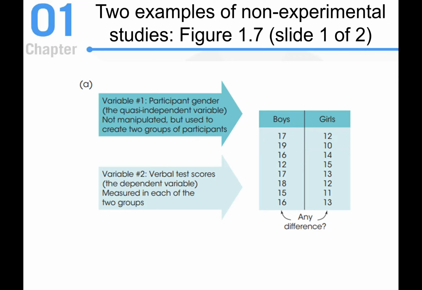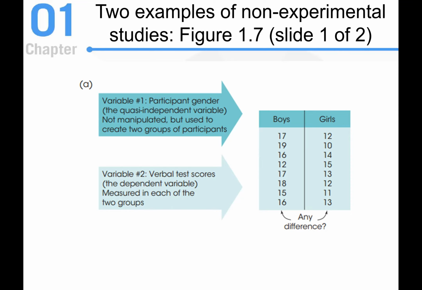So I put all the boys in my study into the boy group. I put the girls in my study into the girl group. That would be a quasi-independent variable, because it's not manipulated. I don't manipulate gender or race or ethnicity or eye color, but that variable is used to create the different groups of participants. Variable number 2 is going to be the dependent variable.